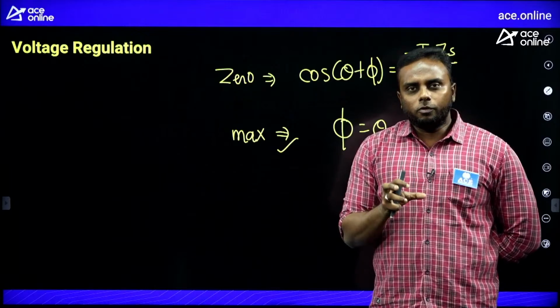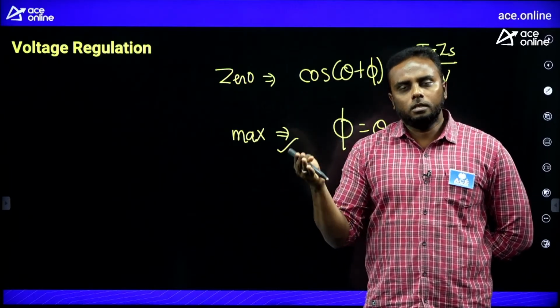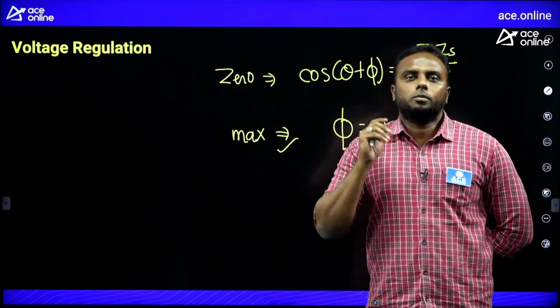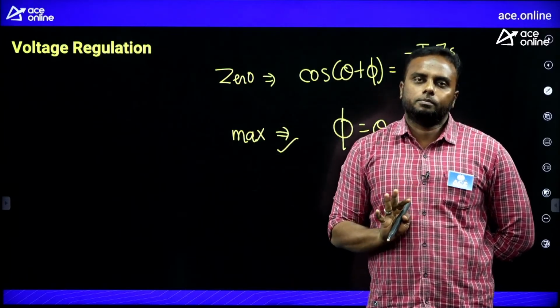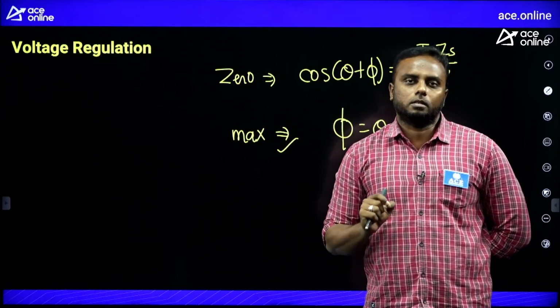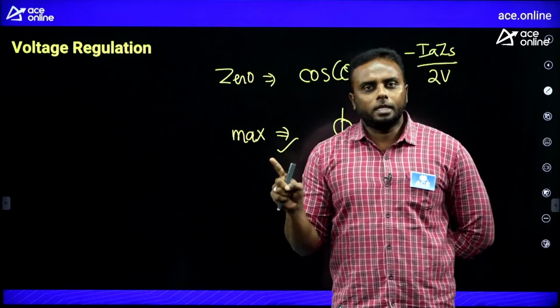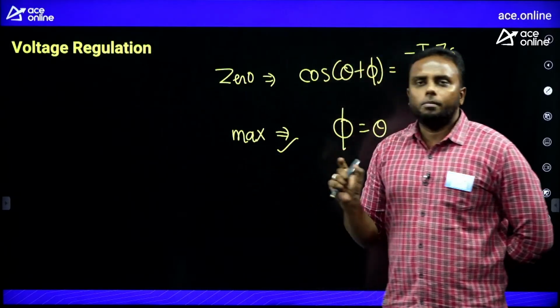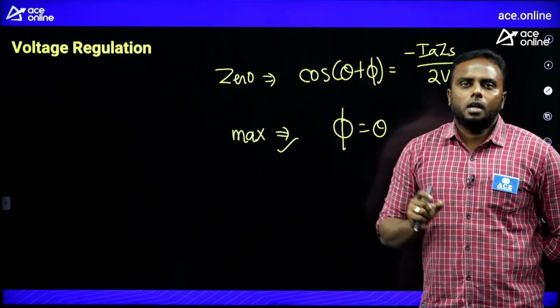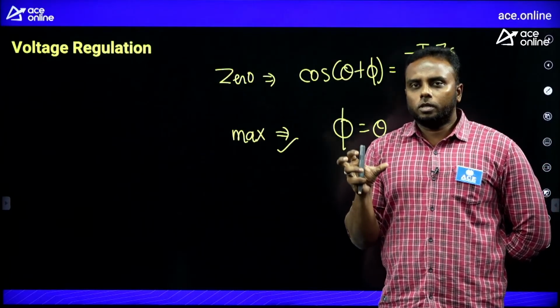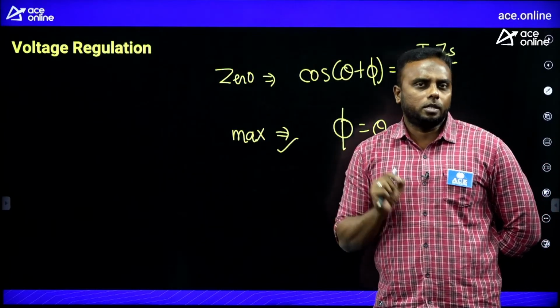But with the MMF method, if you use it to find the regulation, in this if the actual is 25, you will get some 20-21, less than that. That is called the optimistic method. Okay, the EMF method is pessimistic and the MMF method is the optimistic method, and the ZPF method will give a little more accurate value of regulation, that is the accurate method.